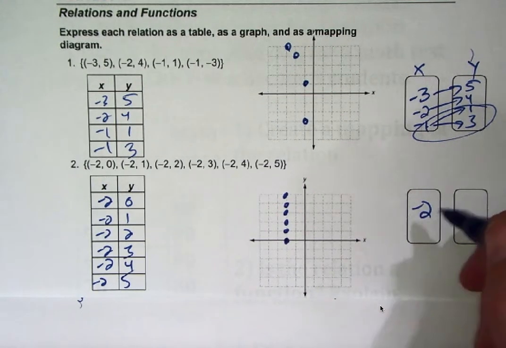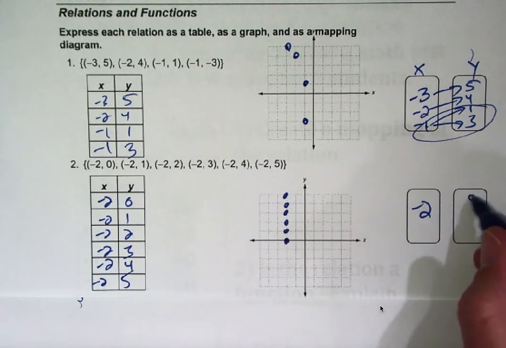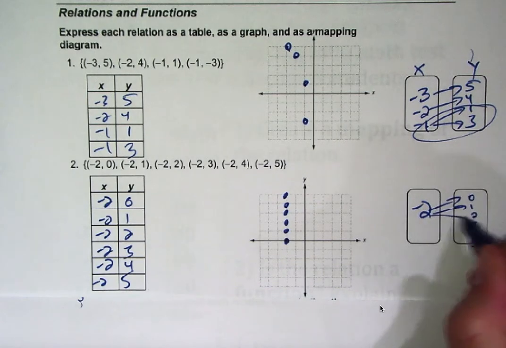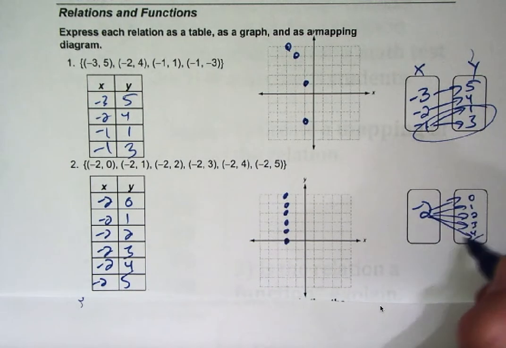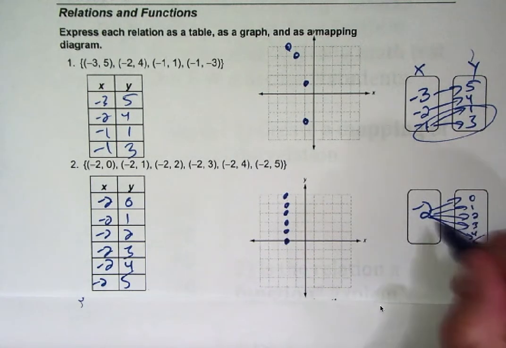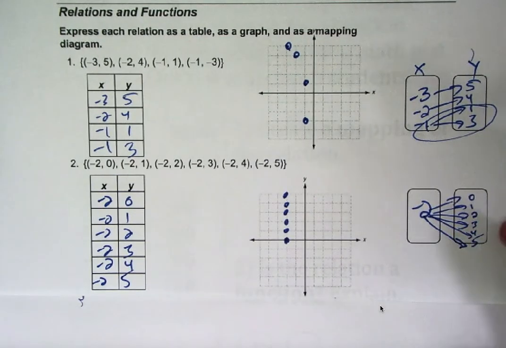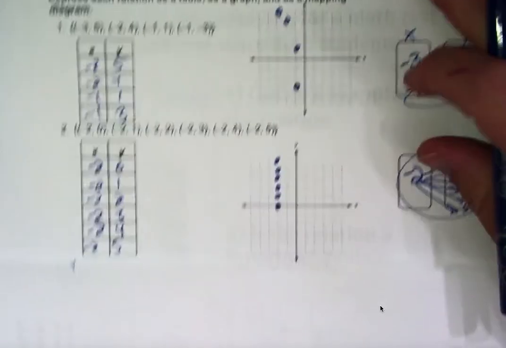We only need one copy of -2, that's the only x, and then we need any different y's or outputs or ranges that we have. There we go. And this one is also not a function. An input has more than one output.